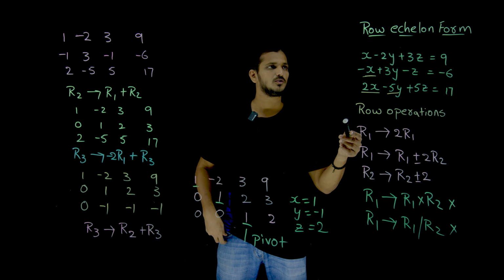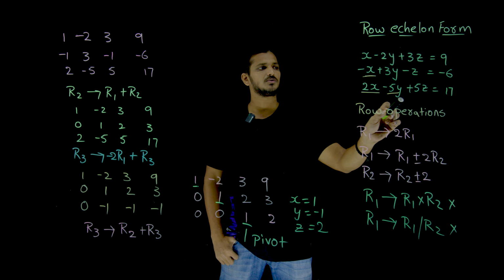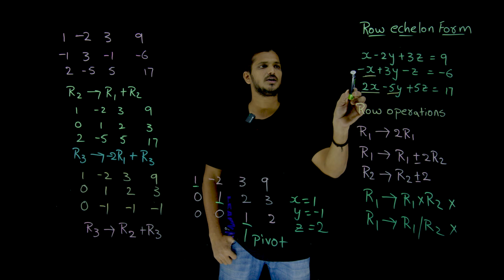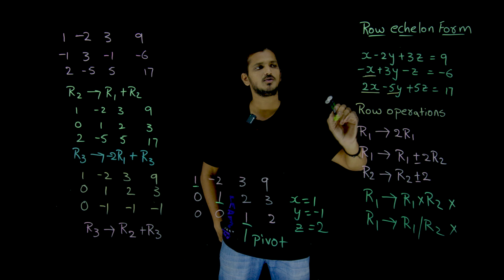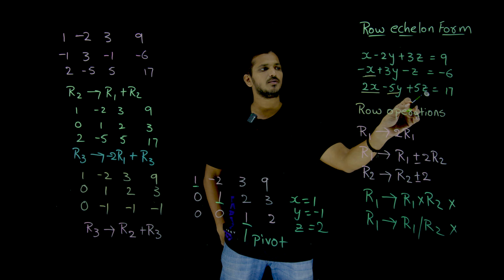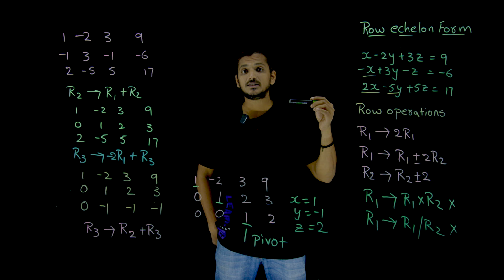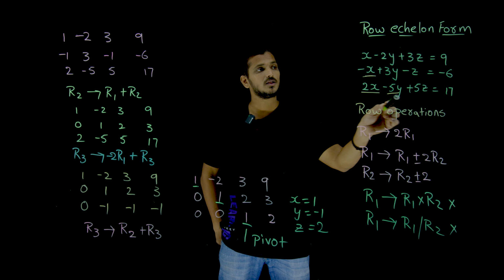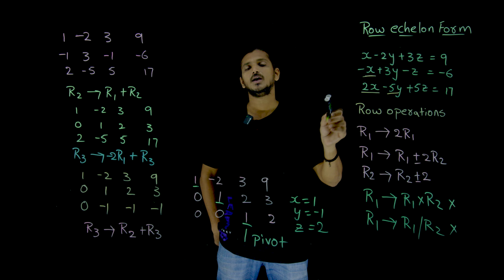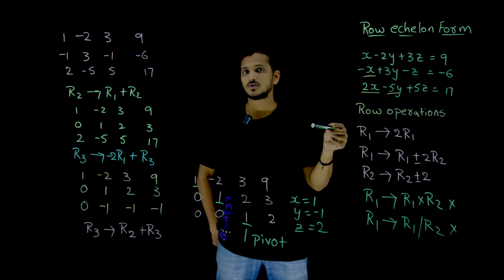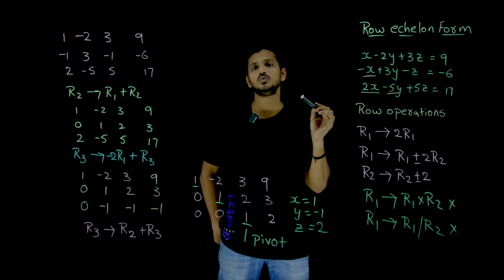Coming to today's class, the same example we are going to consider here. This is the system of linear equations which we considered: x minus 2y plus 3z is equal to 9, minus x plus 3y minus z is equal to minus 6, 2x minus 5y plus 5z is equal to 17. From this, we need to find the x, y, z values that solve all the equations, meaning that satisfy all three equations. Three equations are there, three unknowns are there. We are able to solve these equations. How are we going to do that?